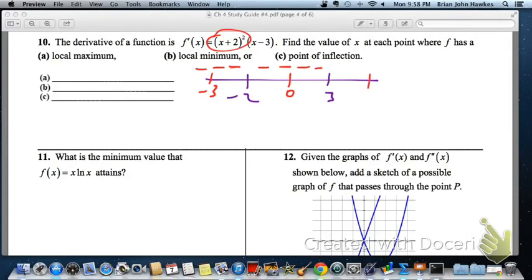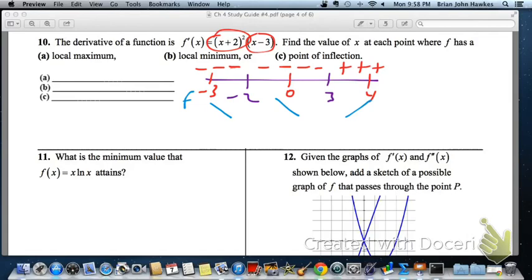And then for any test value greater than 3, we can see that the last factor is going to be positive. The first and second factors are both positive, and so therefore f prime is positive on the interval from 3 to infinity. So the behavior of f of x would be that f of x is decreasing, and then decreasing, and then increasing. And so therefore we have a local maximum nowhere.